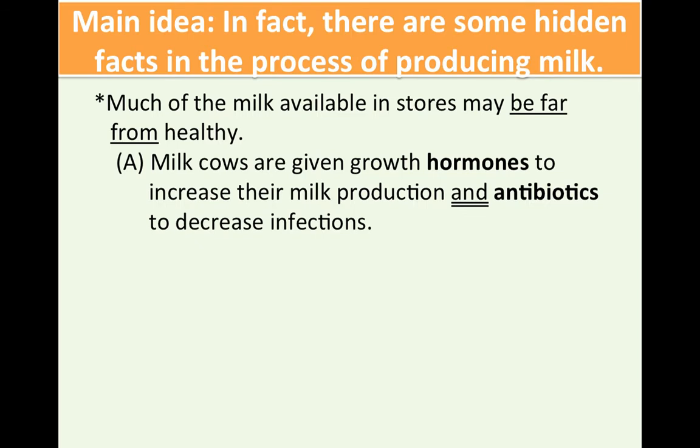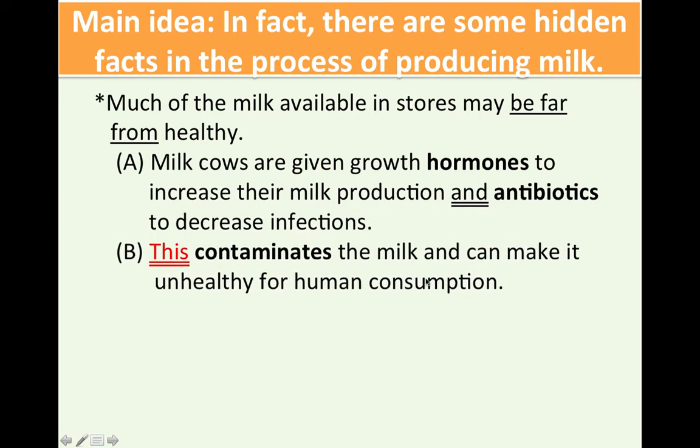The first point: milk cows are given growth hormones to increase their milk production and antibiotics to decrease infections. Remember the parallel structure. A long time ago, I told you how to write parallel structures. And then, this contaminates the milk and can make it unhealthy for human consumption. This means the fat. Point A, so this is the pronoun here.